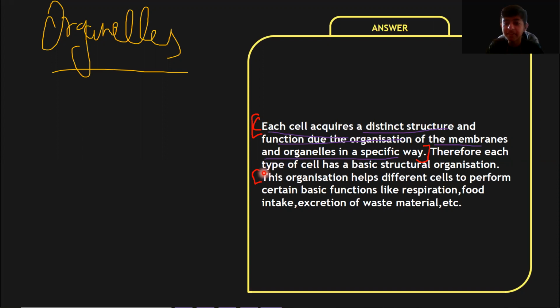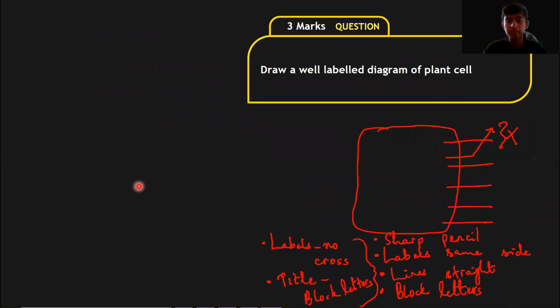Therefore, each type of cell has a basic structural organization. This organization helps different cells to perform certain basic functions like respiration, food intake, excretion of waste material, etc. So they are capable of performing all the functions. Clear? That's why they are the structural, functional, fundamental, basic unit of life.